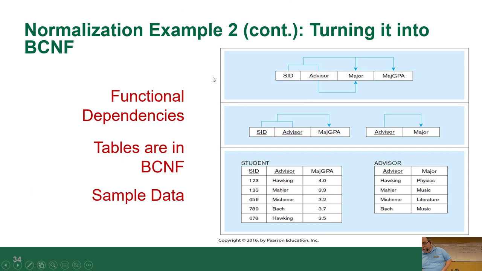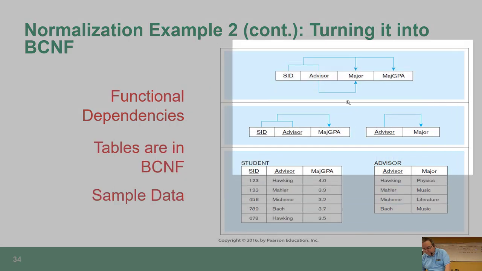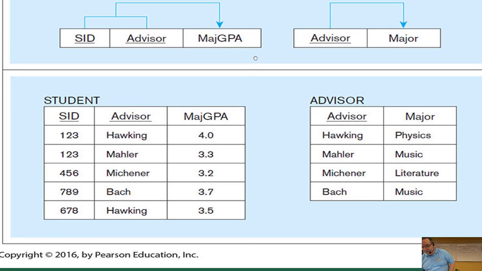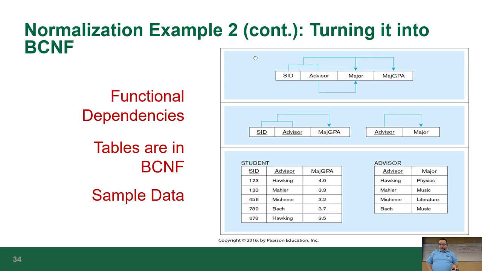So when we break it down, we end up with something set up like this, let me zoom in again. If we were going to take this and break it down, it's at least much cleaner. So you have the student ID and the advisor determines the major's GPA. The advisor determines the major. If we want to look at the data, it'll look like this. These two identify this. This one identifies that. Pretty clear, simple example.